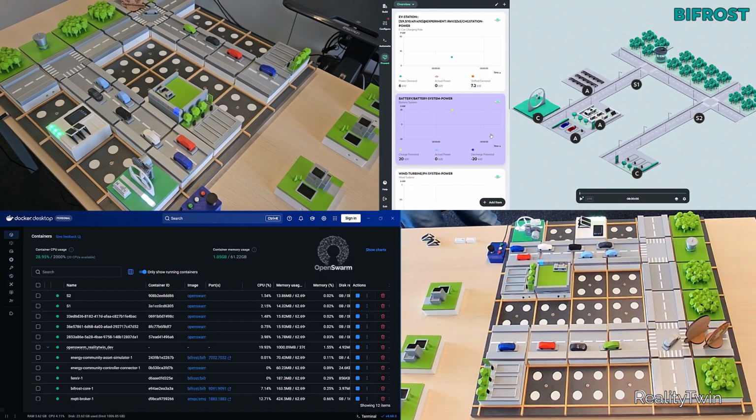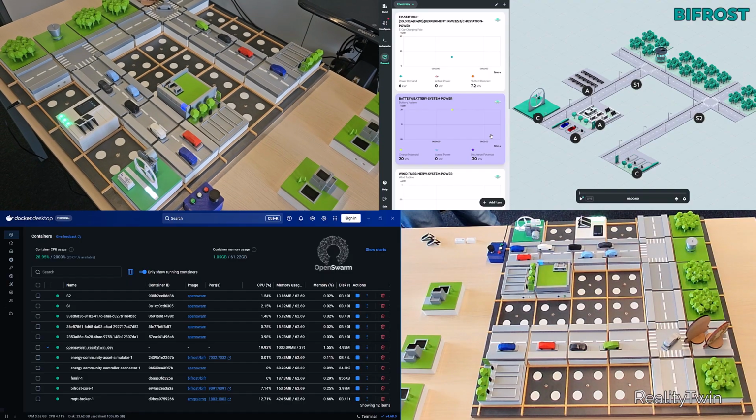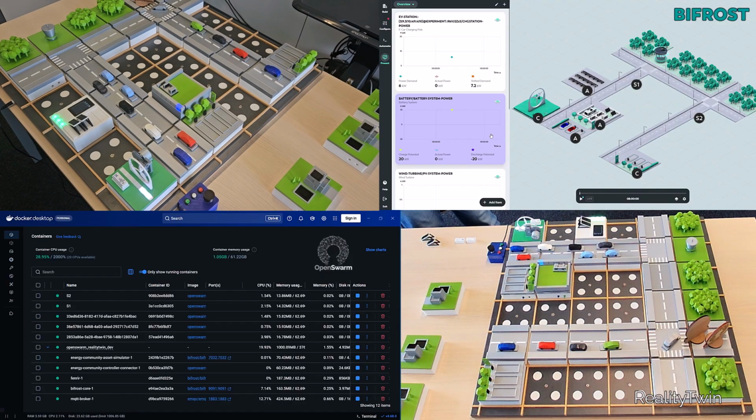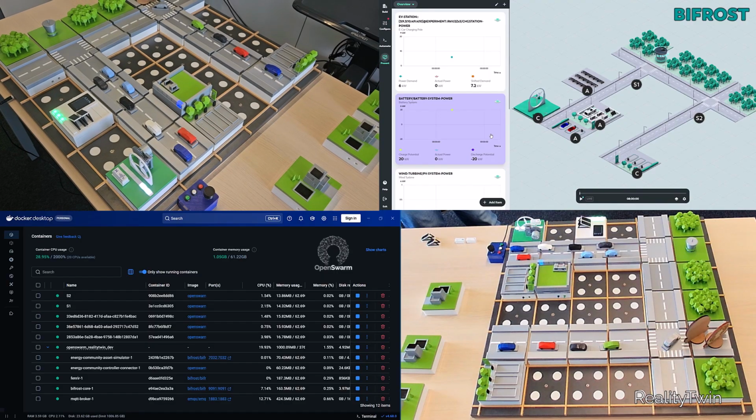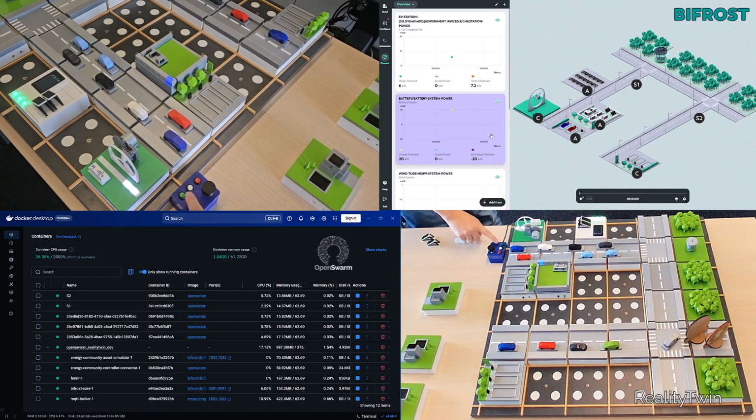So we have now two communities in operation, Community A and Community C. Now let's observe what is going on when I start the simulation.